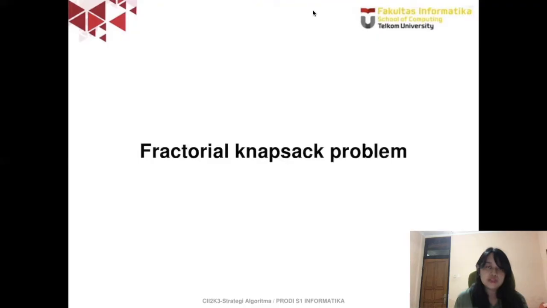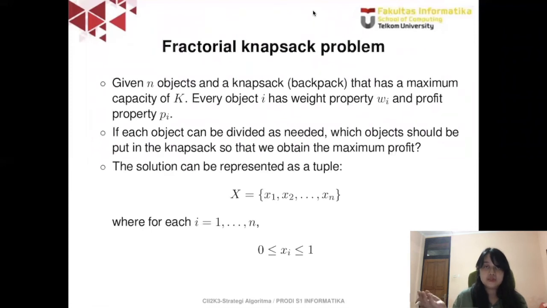Now the next one is the fractional knapsack problem. Basically, this problem is very similar to what we have before, but here each object can be divided as needed. This means we can take only a part of an object. So in a tuple, like before in the 0-1 knapsack problem, x can only be 0 or 1. But here we can have anything from 0 to 1.